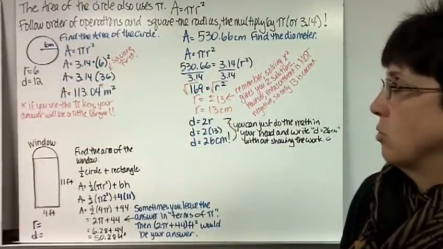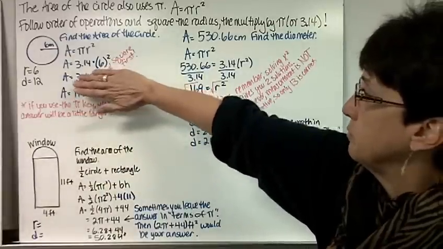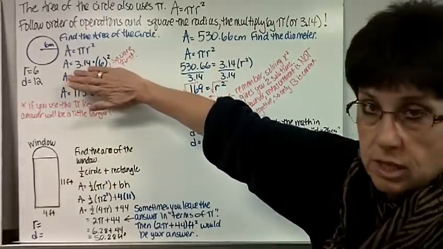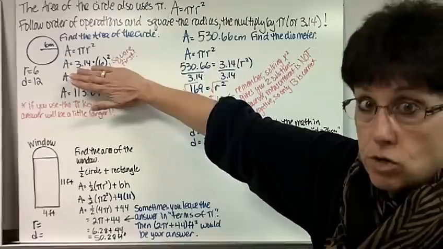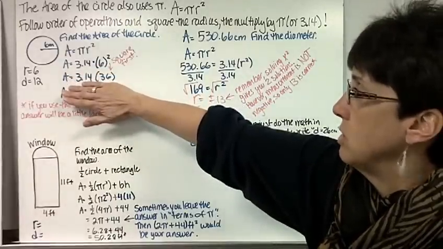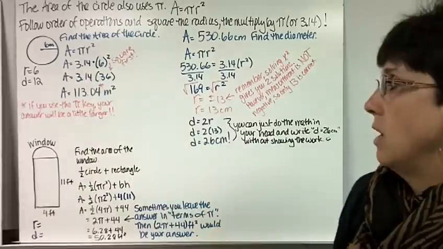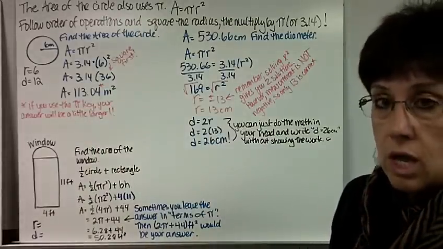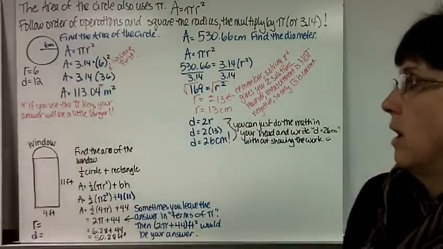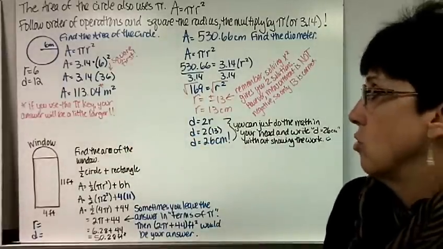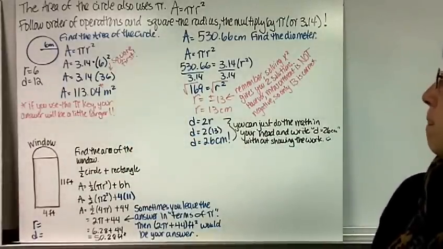Area equals pi r squared. Substitute in the values you know. 3.14 times 6 squared. Square first. 3.14 times 36. Multiply those together, and you get 113 4/100 meters squared. And remember, if you're using the pi key, your answer will be a little bit larger.